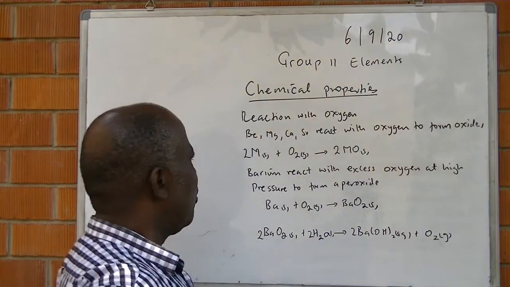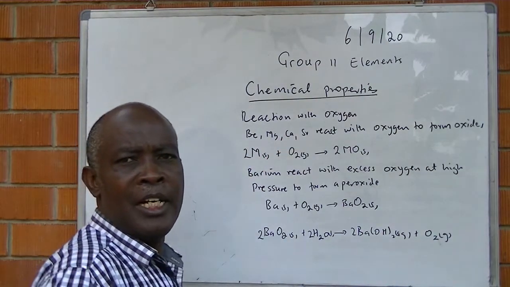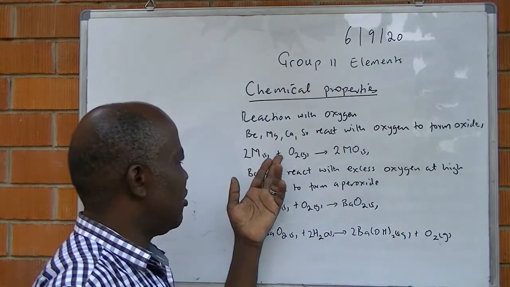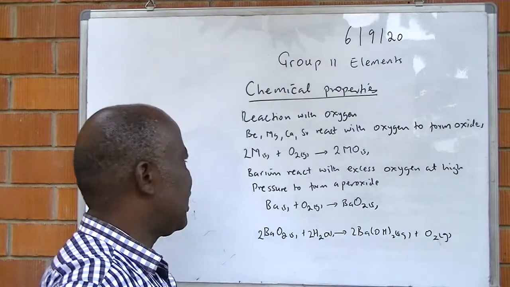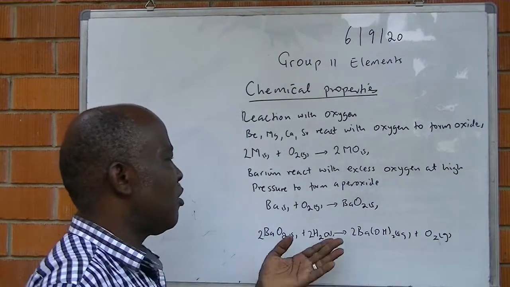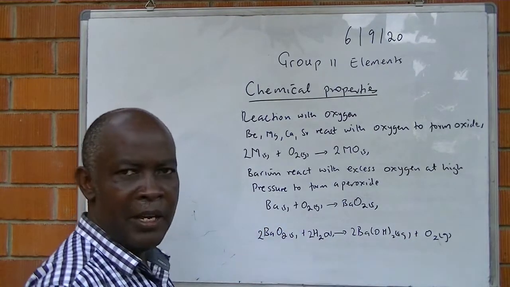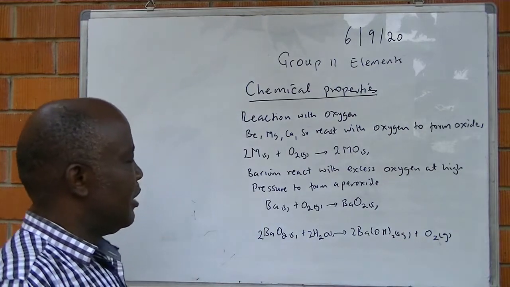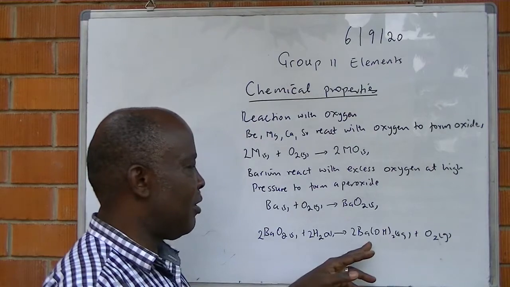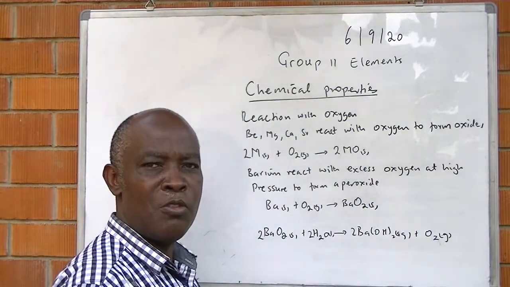Reaction with oxygen. Beryllium, magnesium, calcium, strontium react with oxygen to form oxides. M plus oxygen, you get metal oxide. Barium reacts with excess oxygen at high pressure to produce a peroxide. Barium plus oxygen, you get barium peroxide. When the peroxide is dissolved in water, you get barium hydroxide and oxygen. And this reaction is used in the preparation of oxygen.